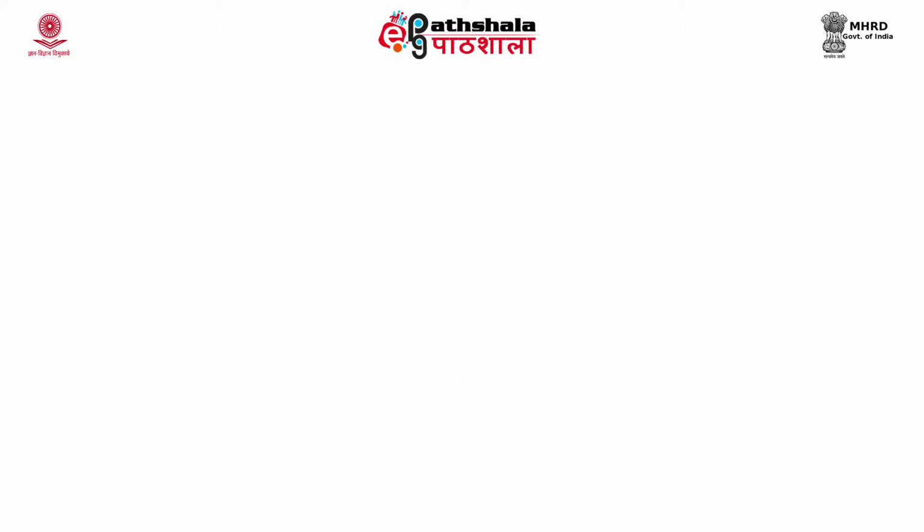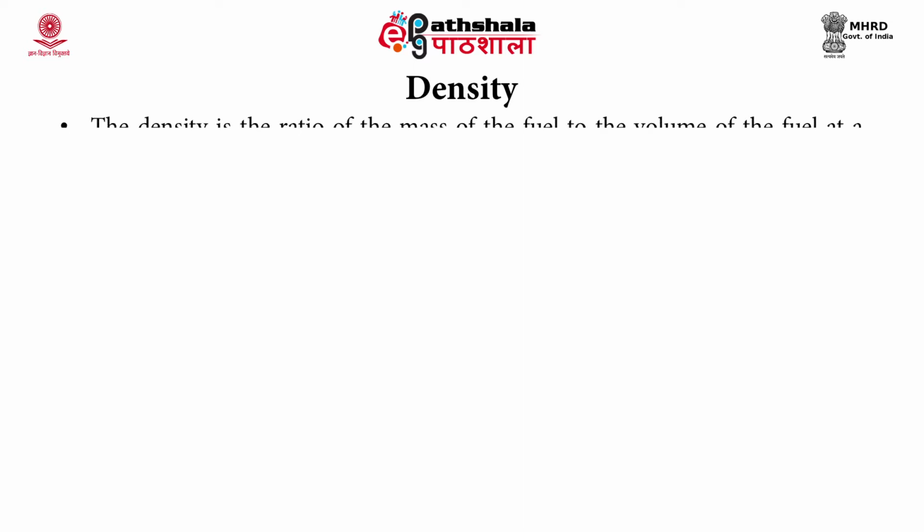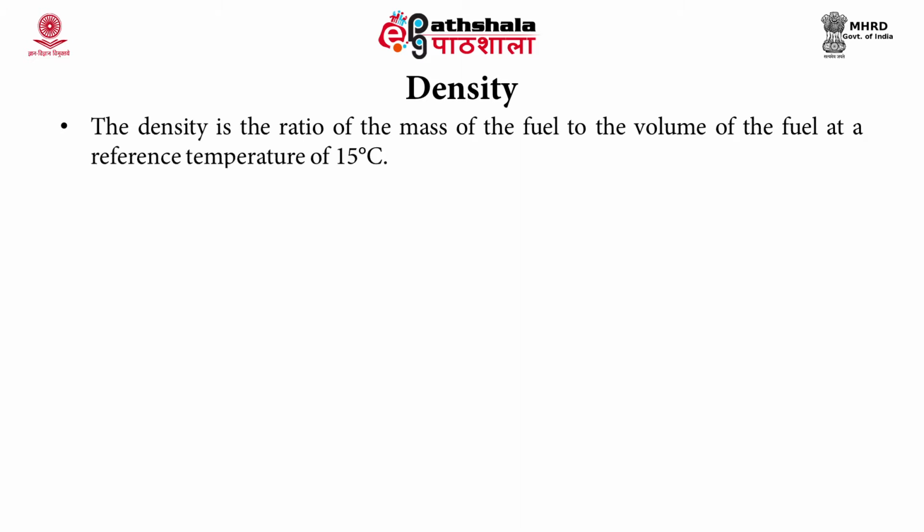Let us start with the properties of liquid fuel. The first property is the density. Density is mass by volume, that is, the ratio of the mass of the fuel to the volume of the fuel with reference to a particular temperature, and mainly 15 or 20 degrees Celsius is used as the reference temperature. The unit of density is kilogram per cubic meter.